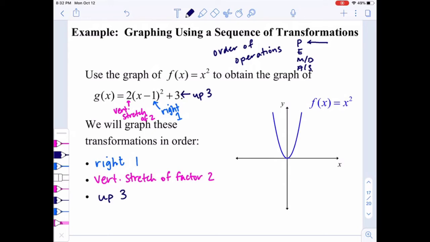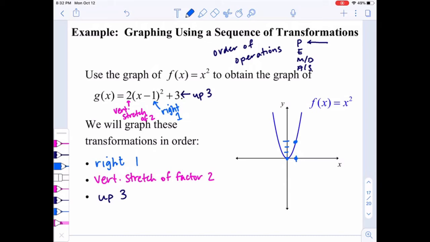So what I'm going to do is take a point and start moving it around. I personally think the easiest point to start with is your vertex in regards to the U shape. If I take that 0 value, I'm going to move it to the right 1 unit. And then I'm going to vertical stretch it by a factor of 2. Well, if I'm dealing with that y value of 0, if I multiply by 2, I'm still going to be at 0. But now from there, we're going to go up 3 units, 1, 2, 3. So that vertex is now going to shift to about here.